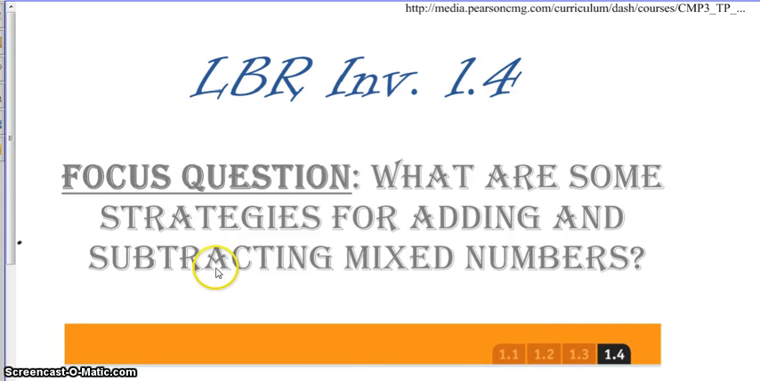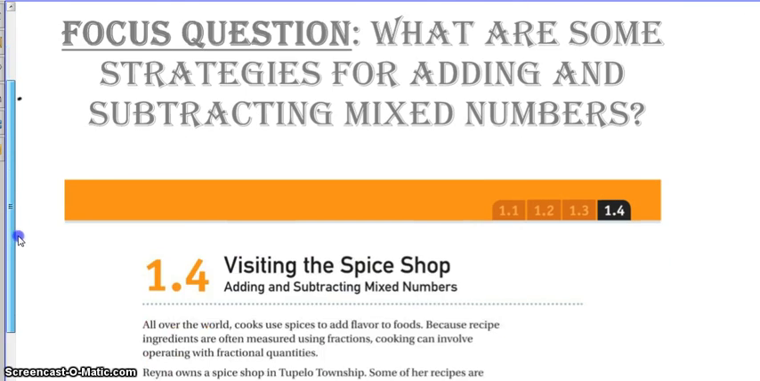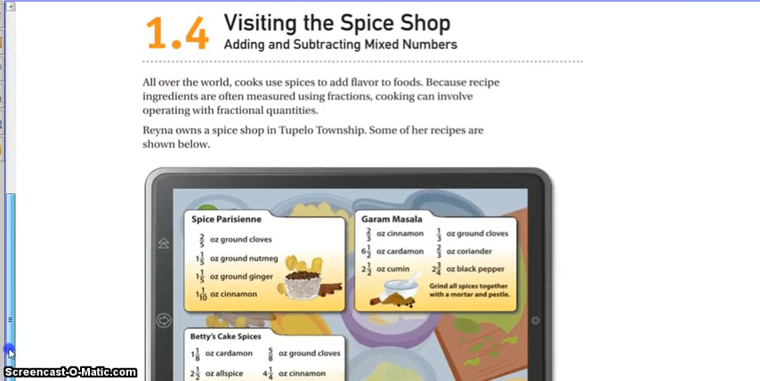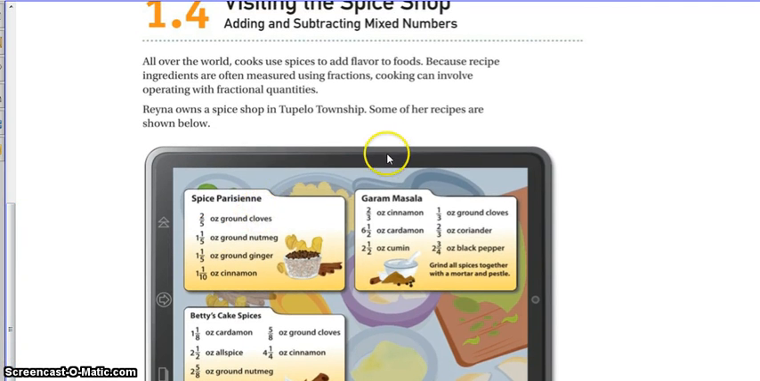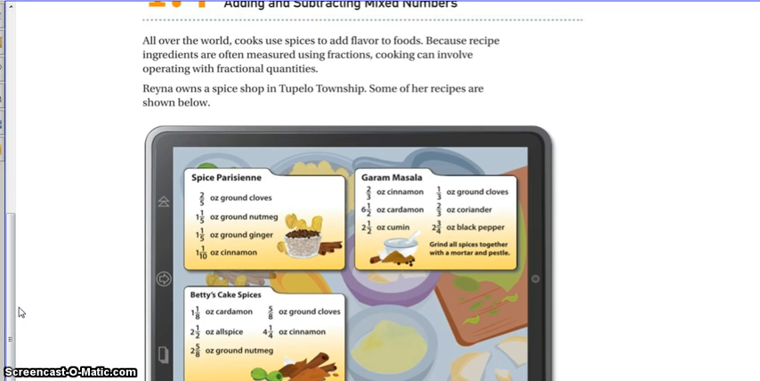Okay, today we are going to look at investigation 1.4 from Let's Be Rational, and we're going to be talking about more strategies for adding and subtracting rational numbers, but more importantly, mixed numbers. So we're going to take a look at what we call the spice shot problem. And the spice shot problem is simply just various recipes made up from different amounts of spices. And we use spices when we cook or we make things to spice things up, make it taste a little different or sweeter or saltier or spicy for those people that like things a little on the spicy side.